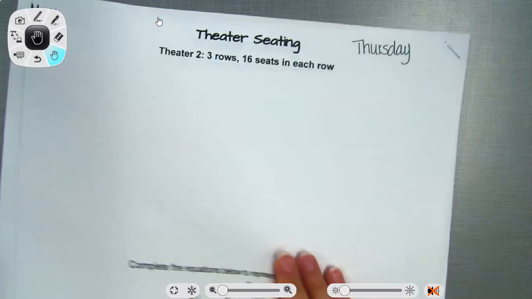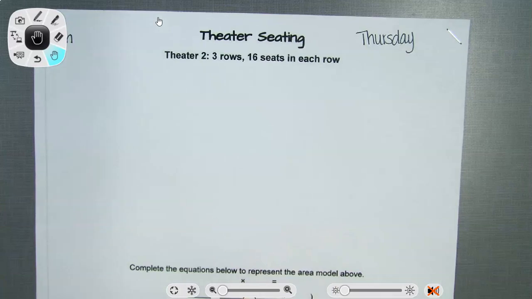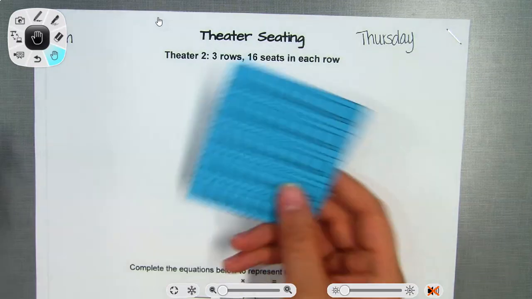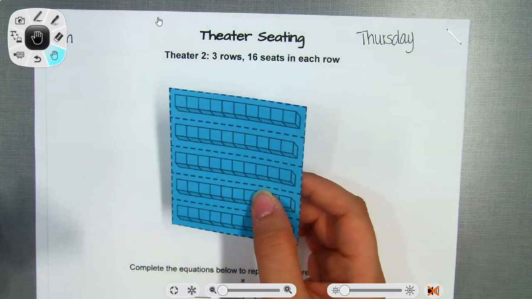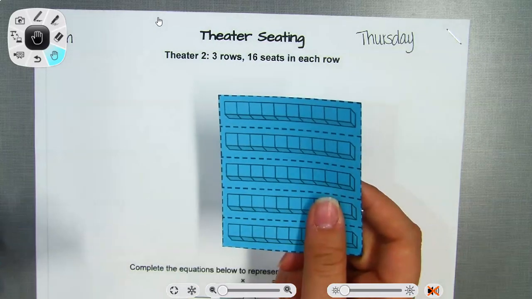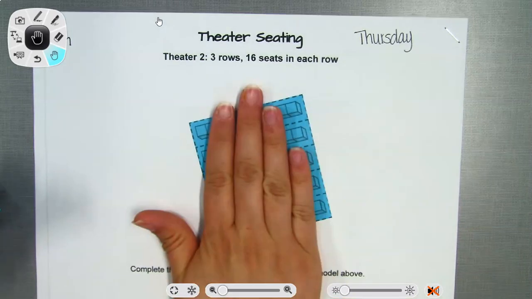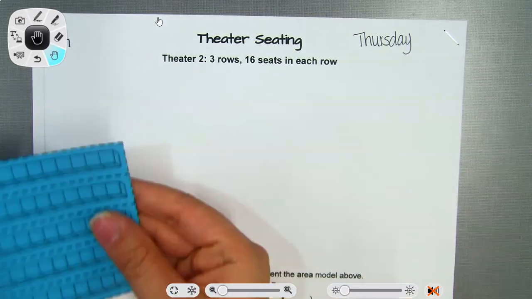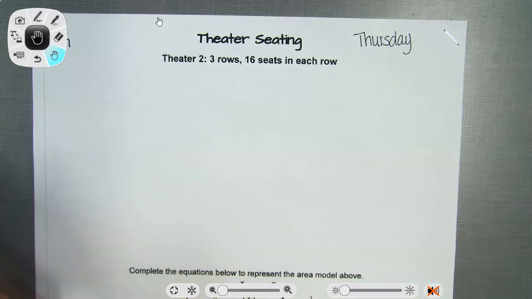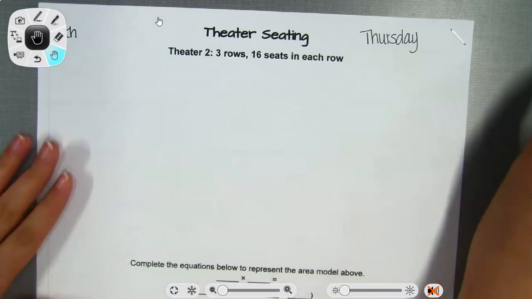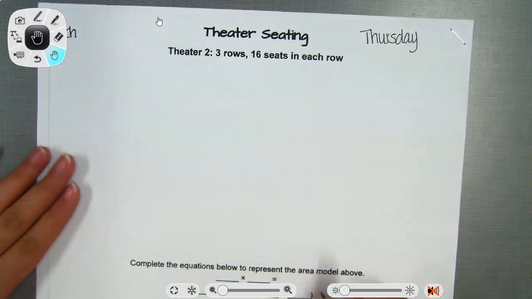Now, I just realized that I sent y'all these lovely tens and ones, and I did not give y'all enough of them. That is my mistake. I don't know what I was thinking. So I'm going to show you how we can do this without using the tens and ones, where we're just going to draw the pictures, okay? So that was my mistake. I didn't think that one through. So we're going to be working on the area models.